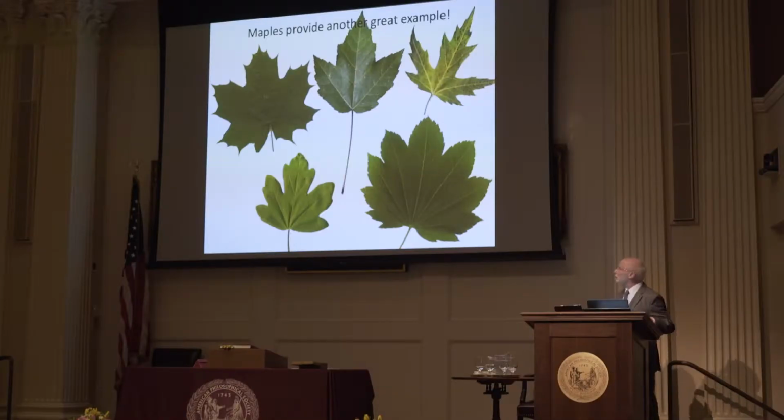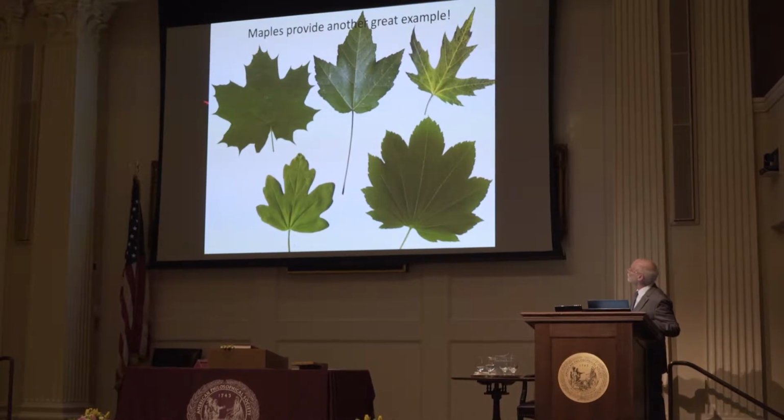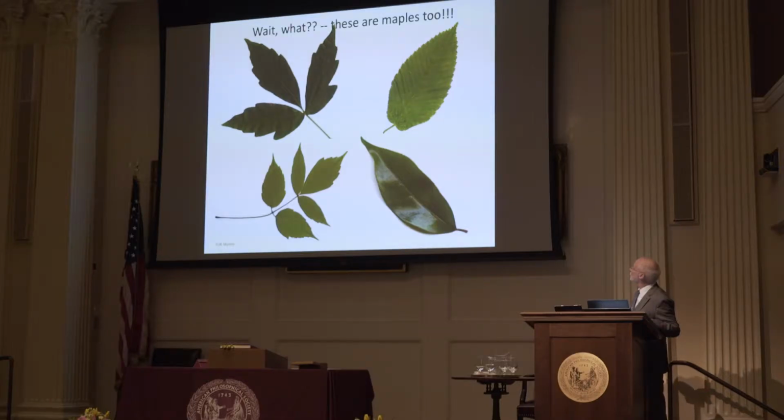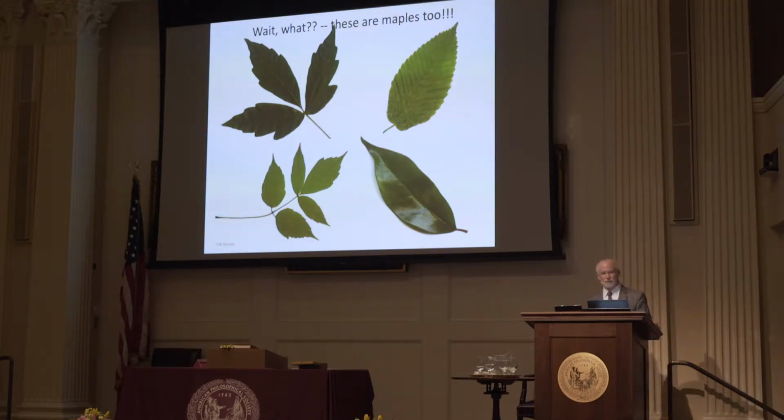Maples provide another good example. So here's the kind of common sugar maple type of thing, red maple, and so forth. All of these you recognize as maples. On the other hand, maples is a pretty decent-sized group of plants, and there's a lot of variation in the leaves. You might not know that these are maples. So that doesn't look very much like a maple, especially this one in the lower right-hand side. When I show that to people, they go, that can't be a maple. It doesn't look anything like a maple.